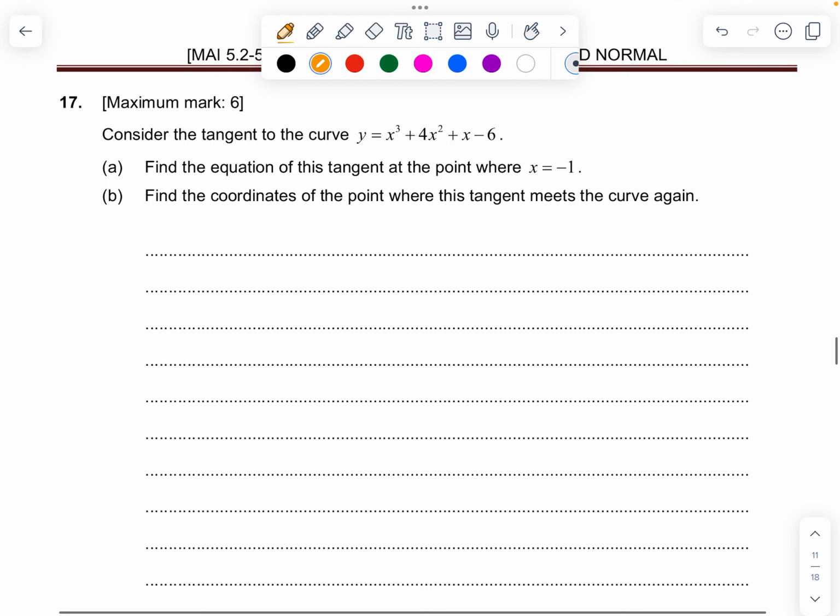Question number 17. Consider the equation of the tangent at the point x equals minus 1.